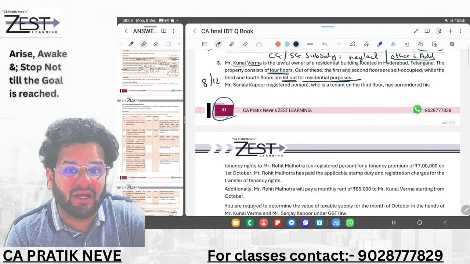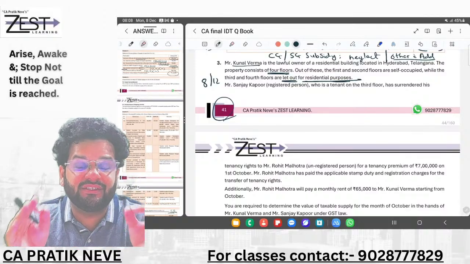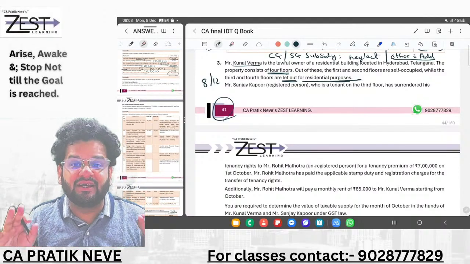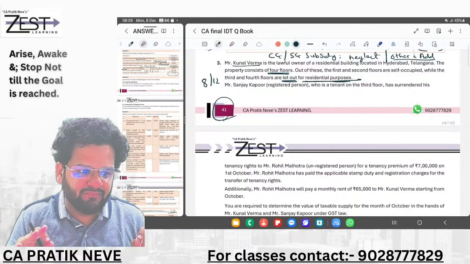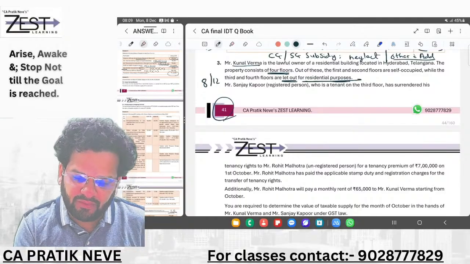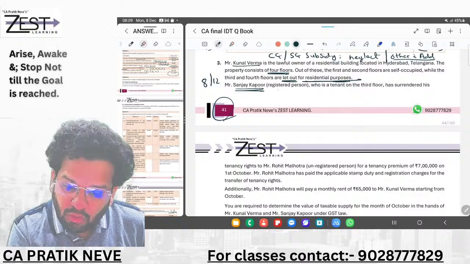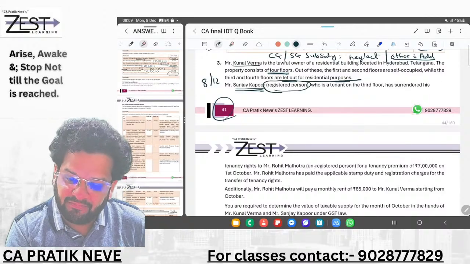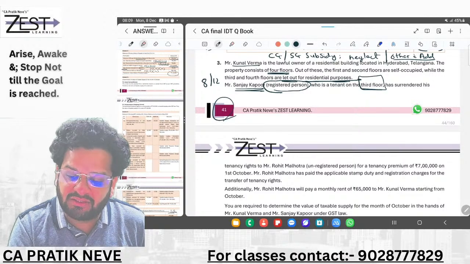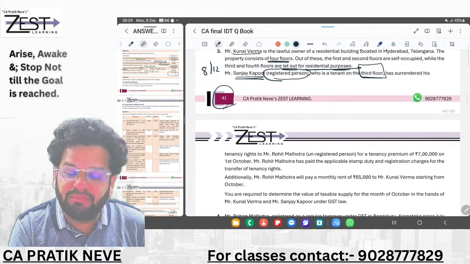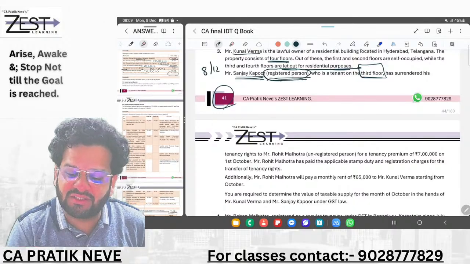So letting out for residential purpose to an unregistered person is exempt from GST. But let's see to whom we have let out. Mr. Sanjay Kapoor, who is registered. Okay, he's a tenant on third floor. So yes, there will be GST because it is supplied to a registered person.